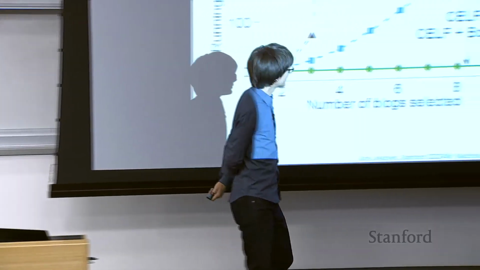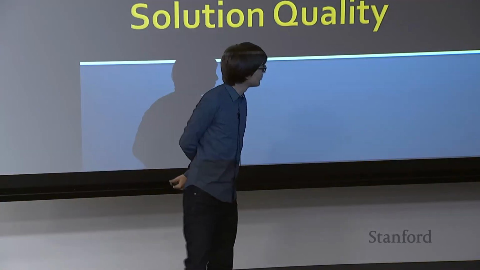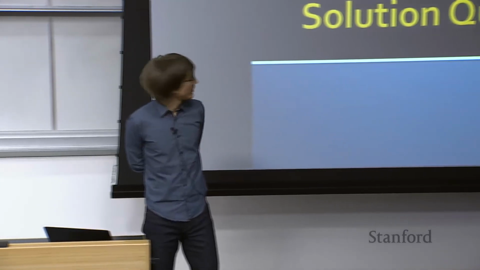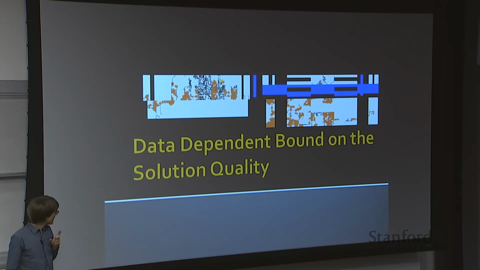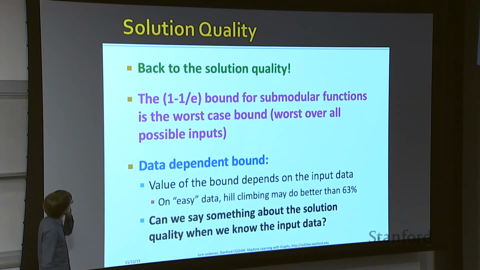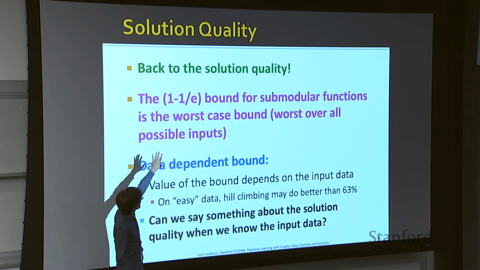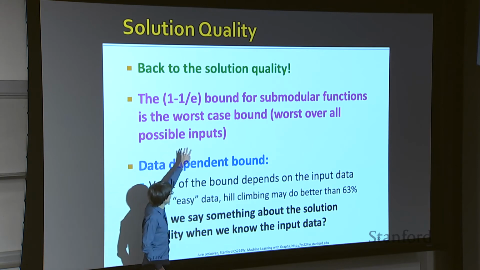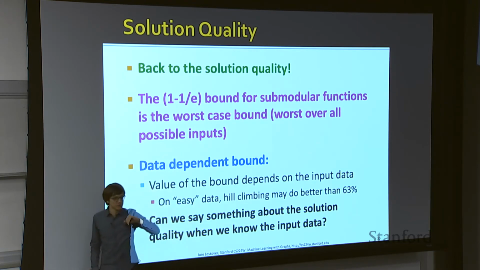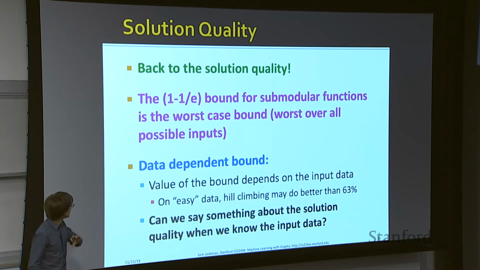All right, good. So this was topic number 2. Now I want to do topic number 3, which is to derive this notion of a data-dependent bound on the solution quality. Okay? Here is how to think about this. We already know that the greedy algorithm from the previous lecture has this 1 minus 1 over e bound, basically the worst case bound. So this is the worst case over all possible inputs. Regardless of what the input data is, we know we'll never do worse than that fraction of the optimal solution.